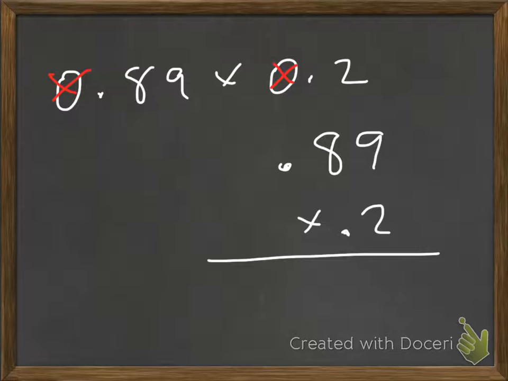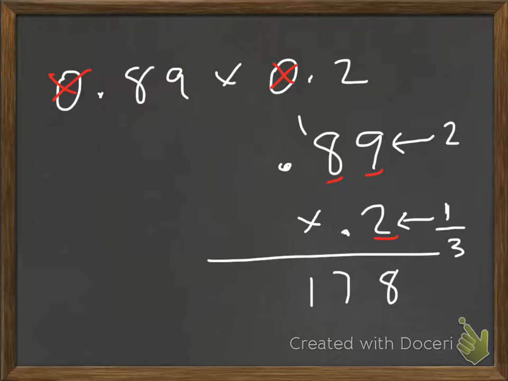So 9 times 2 is 18. Carry the 1. 8 times 2 is 16. Plus 1 is 17. I got 2 places here, 1, 2. And I have 1 place here. So that's a total of 3 spaces. So I start on the right and I go 3 places to the left. So your answer would be 0.178.